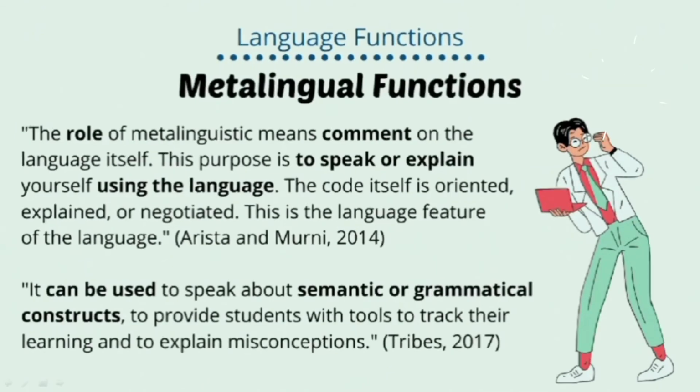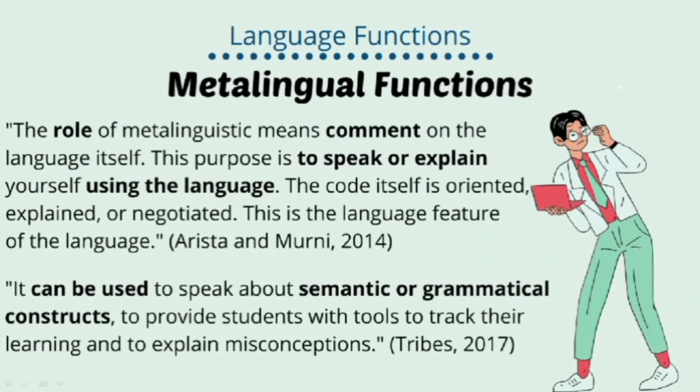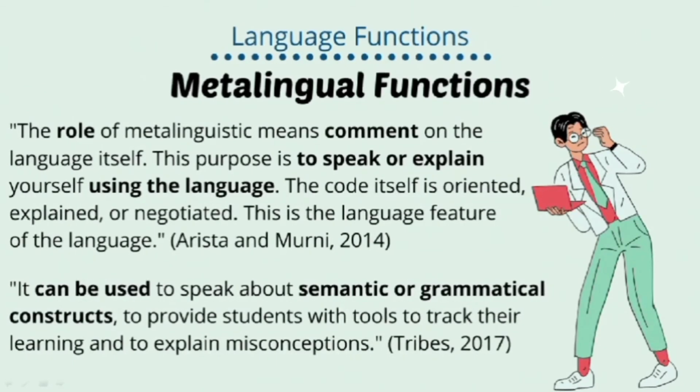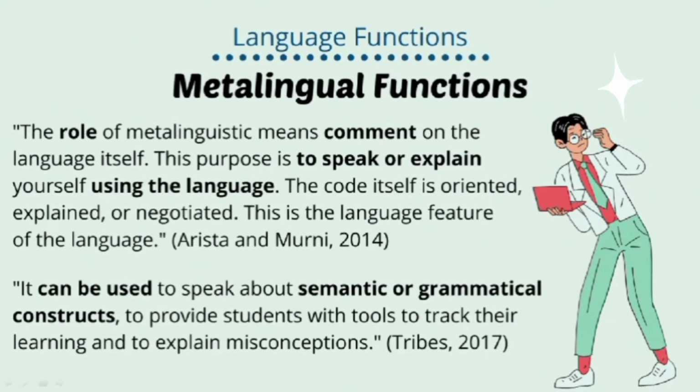Then the last is metalingual function. The metalingual function is a language used as a metalanguage to describe matters related to a language, such as definition and explanation of the meaning of the word. According to Ursea and Murni 2014, the role of metalinguistic means comments on the language itself. This purpose is to speak or explain yourself using the language. The code itself is oriented, explained, or negotiated. This is the language feature of the language.